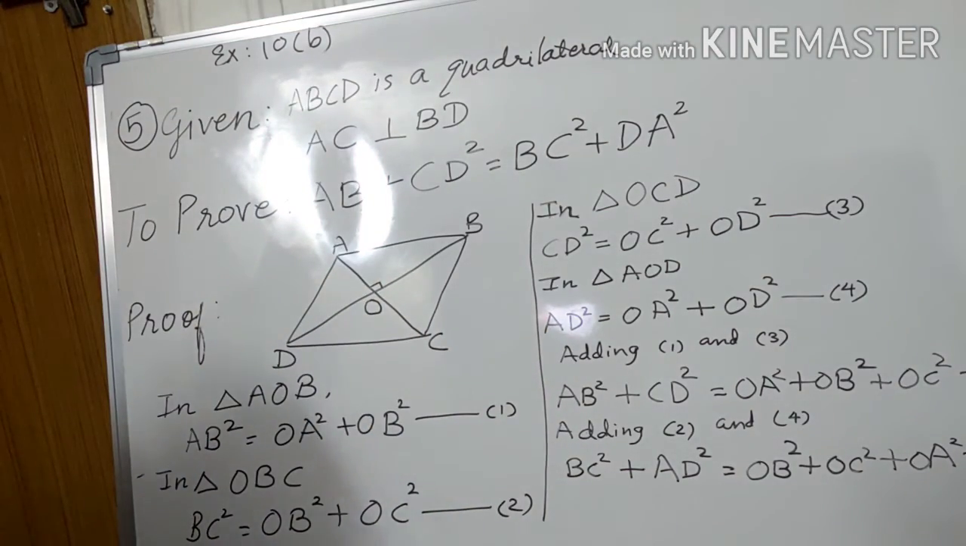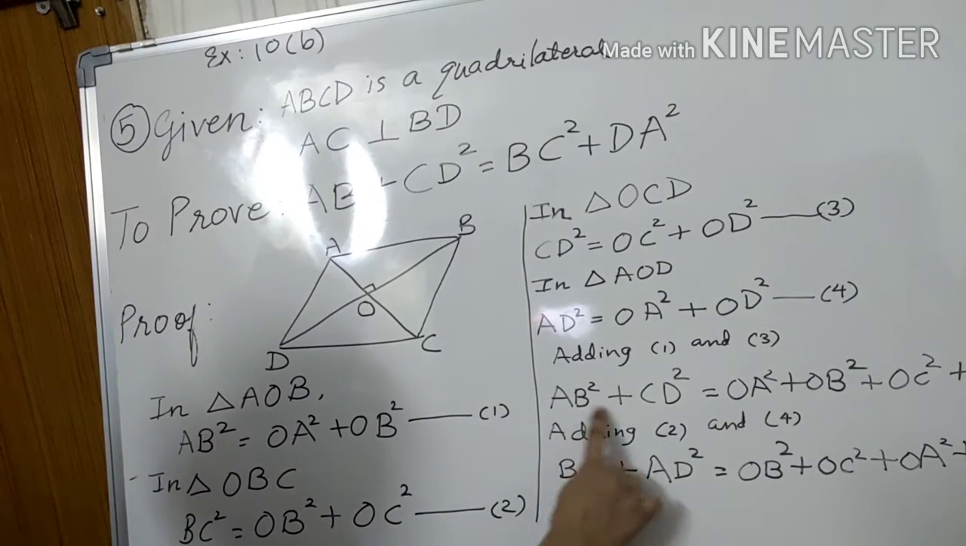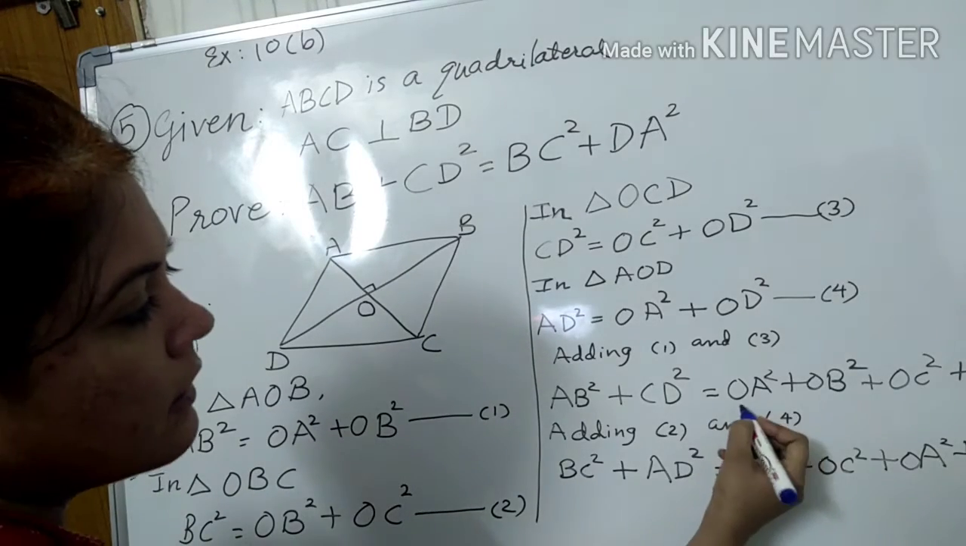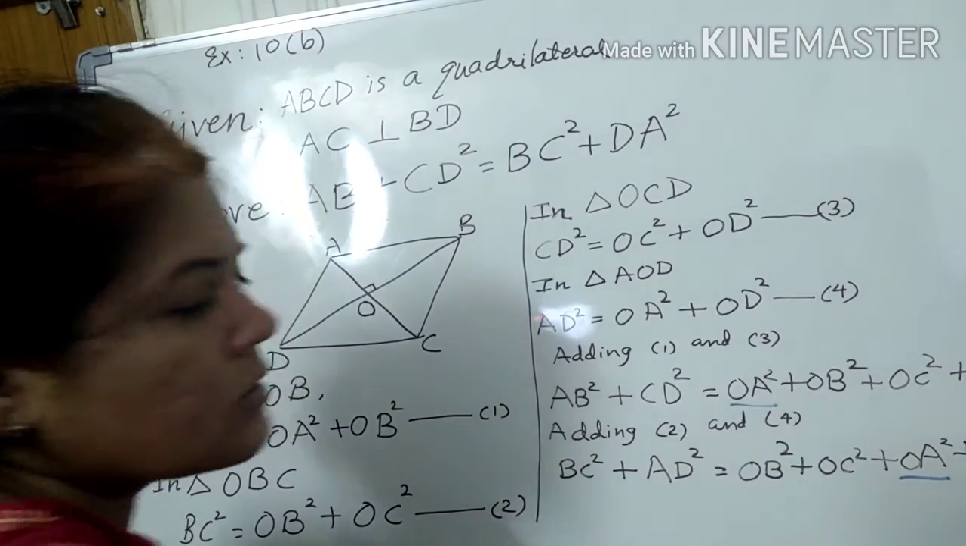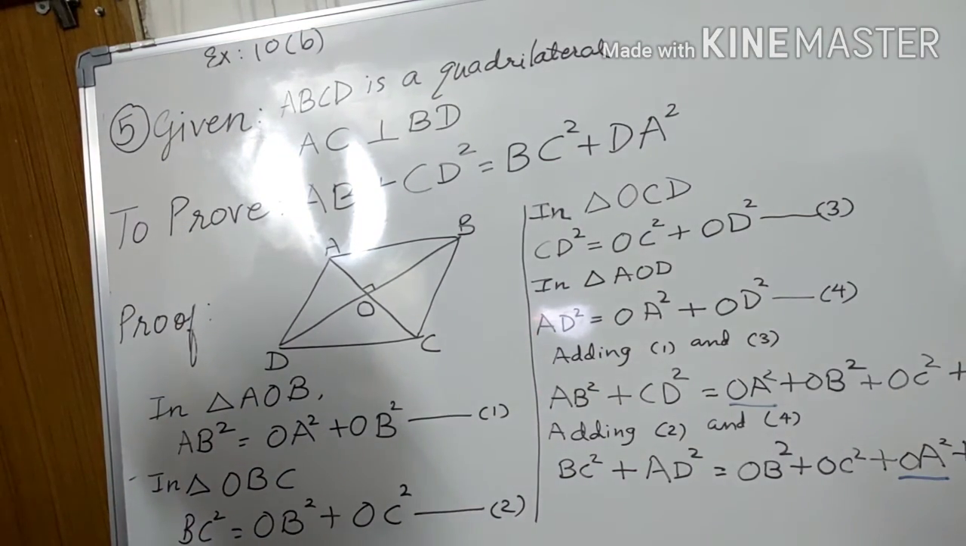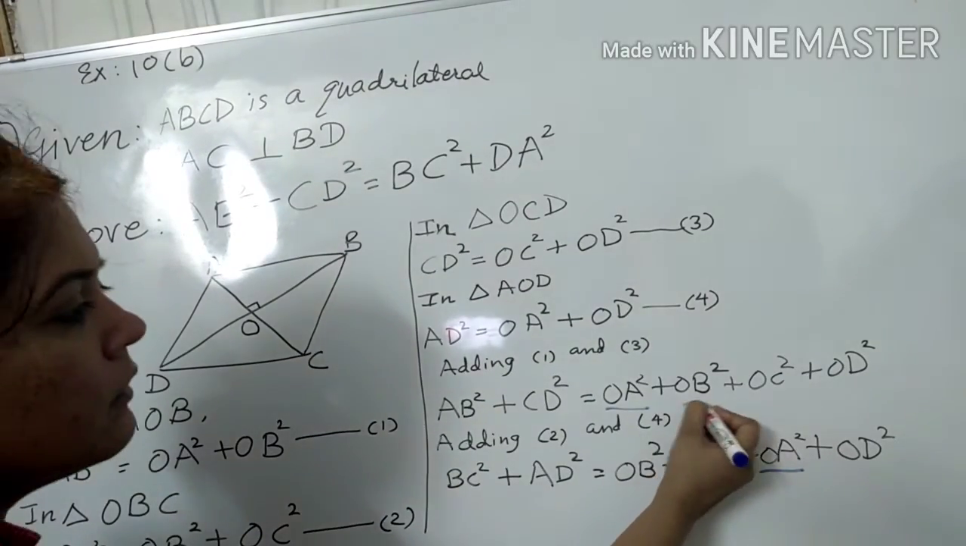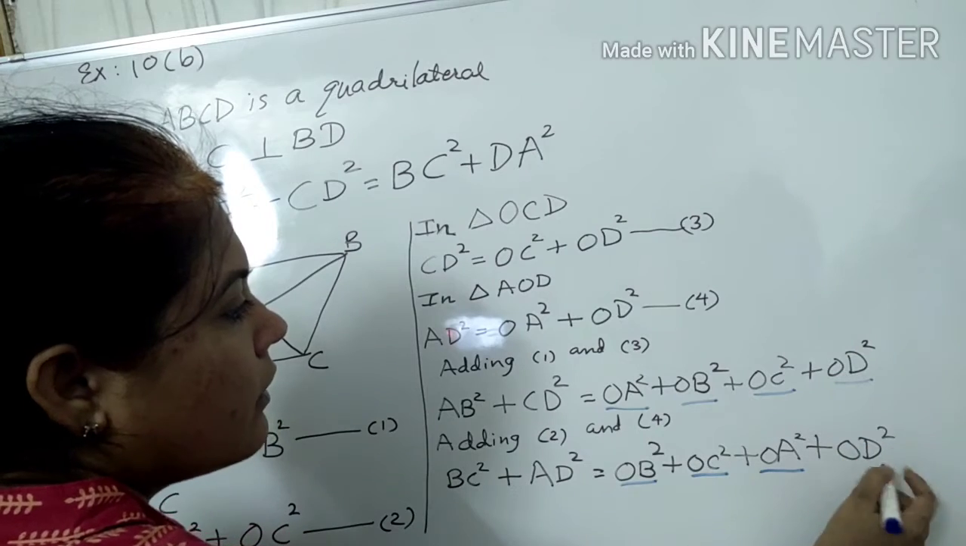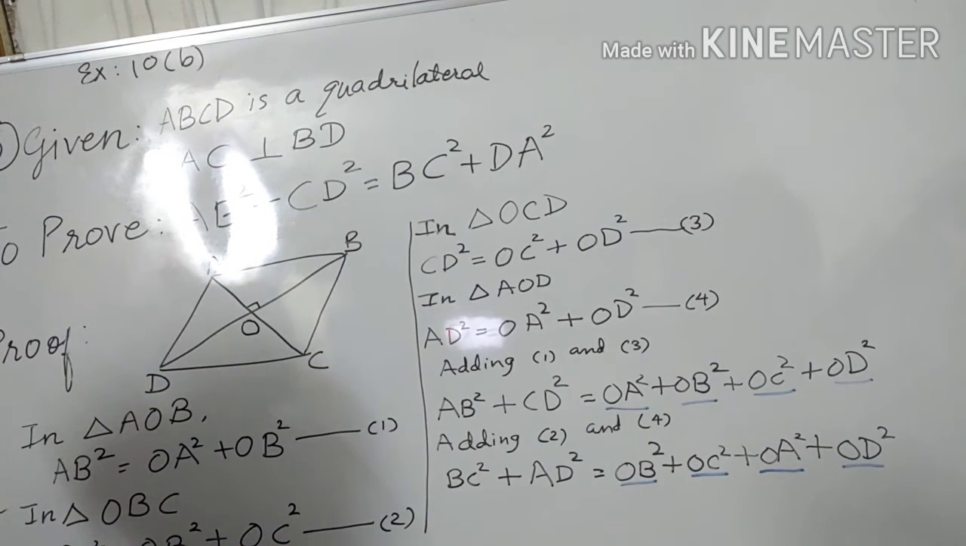So students, here I get left hand side AB square plus CD square and right hand side BC square plus AD square. Now let us check both the results' right hand sides. Here OA square, here OA square. Then you see OB square, so here also OB square. OC square, here also OC square, and OD square, here also OD square. So like this, right hand sides are similar in these two results. So we can say by comparing, the left hand sides are equal.